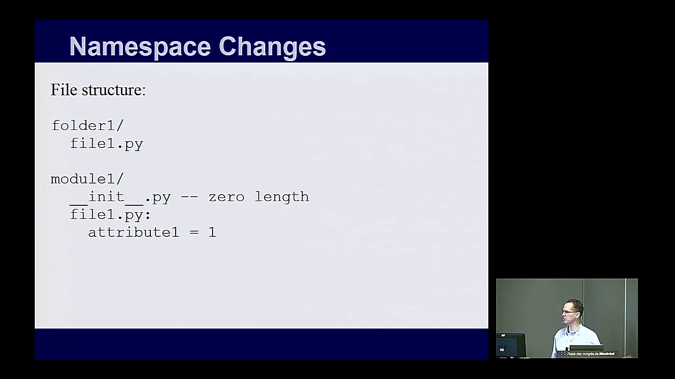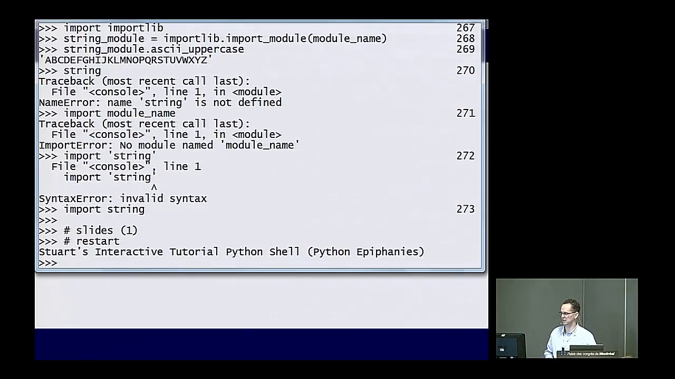So let's look at a few more changes with namespaces. I've got a file structure in my current directory that looks like this. Folder 1 has a file 1. Module 1 has a zero-length dunder init.py, and it has a file 1.py in it, and it's got an attribute 1.